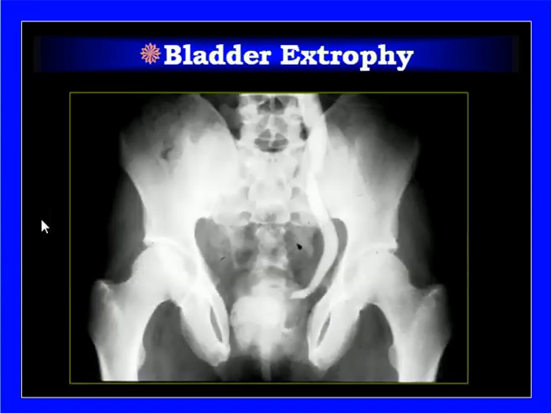Bladder exstrophy. This is a congenital condition, maybe sometimes it's traumatic, but here you can see widely open pubic symphysis and the bladder is outside and the ureter is outlined, which is showing some reflux.